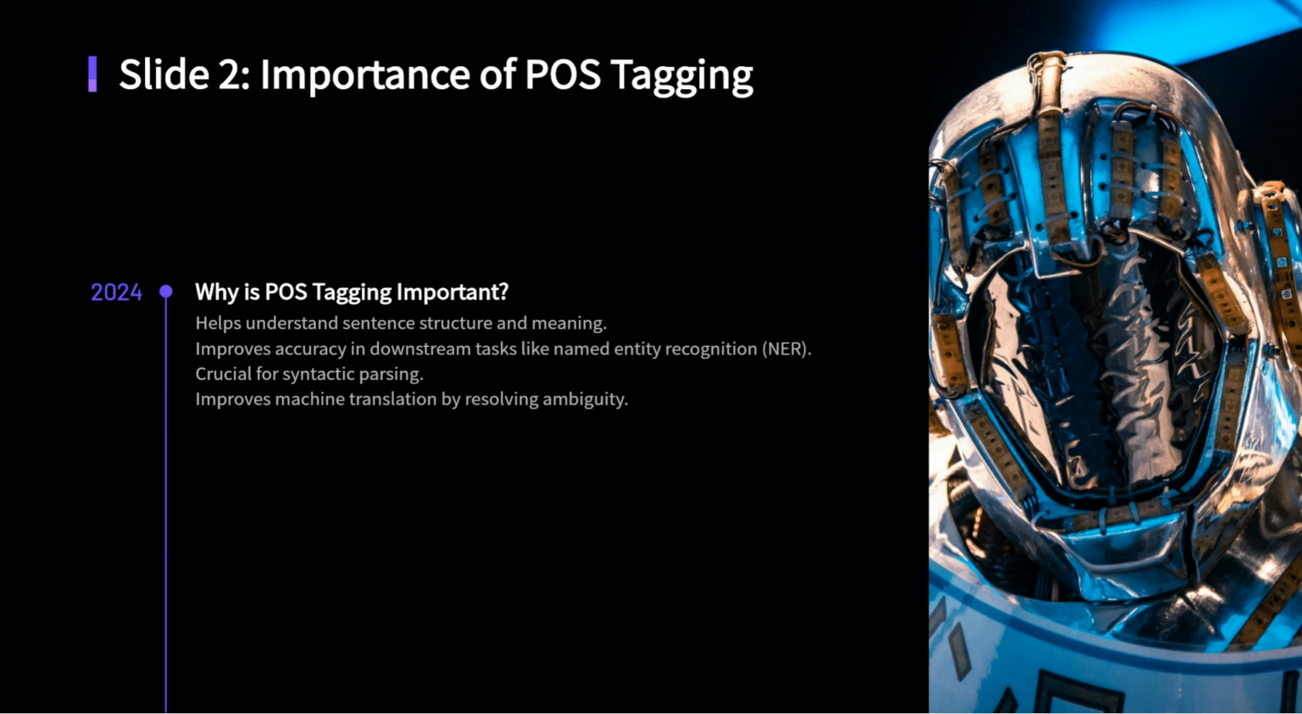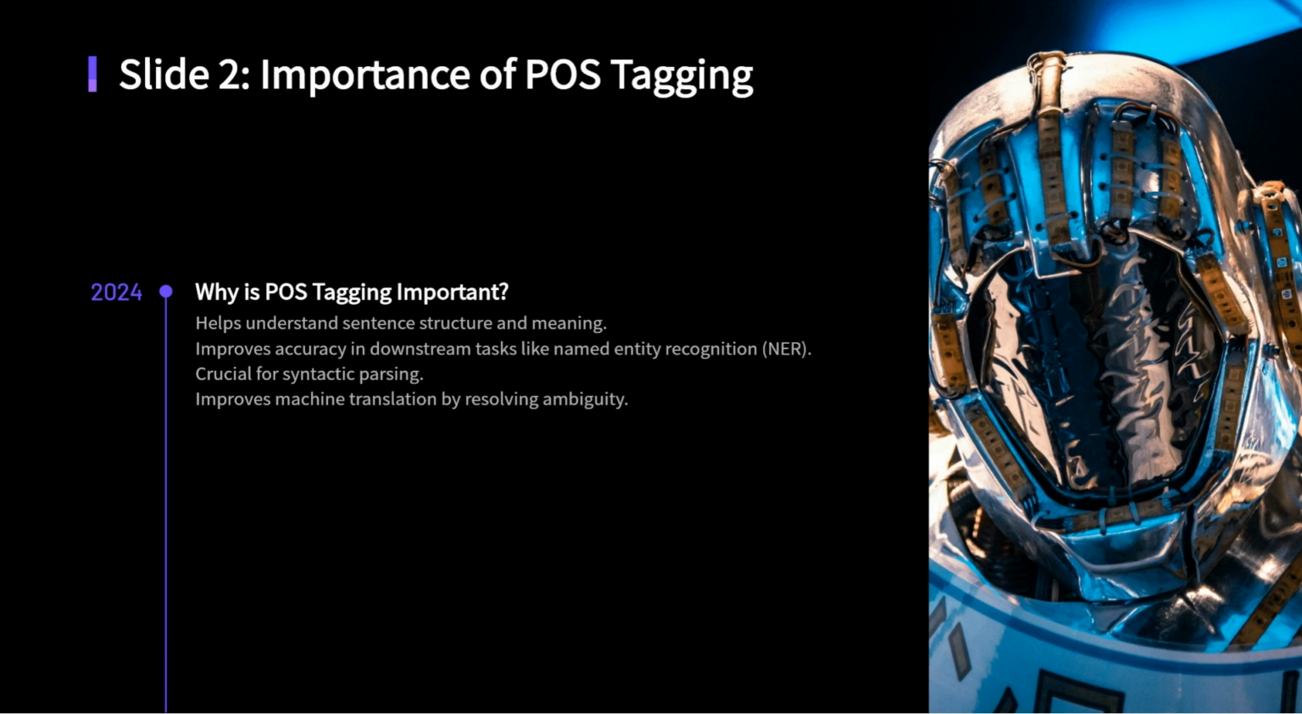POS tagging is essential for understanding how words relate to one another in a sentence. It enables machines to identify the syntactic structure, which is the foundation of sentence interpretation. By tagging words, we can identify relationships between nouns, verbs, and adjectives, making it easier to grasp the overall meaning of a sentence. For instance, POS tagging is critical for named entity recognition, NER, where identifying the category of a word, e.g., person, location, organization, depends on knowing whether it's a noun or a proper noun.